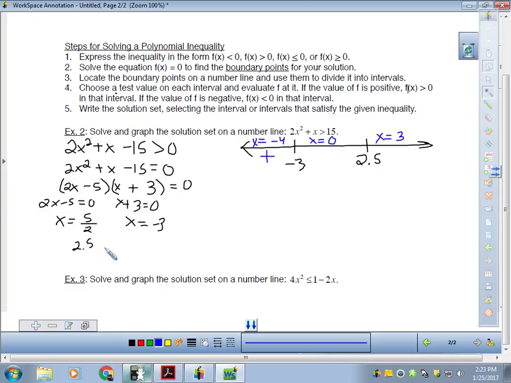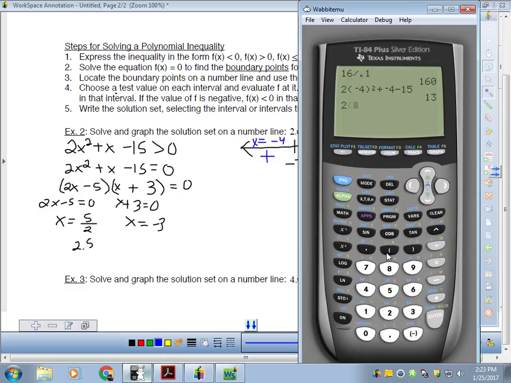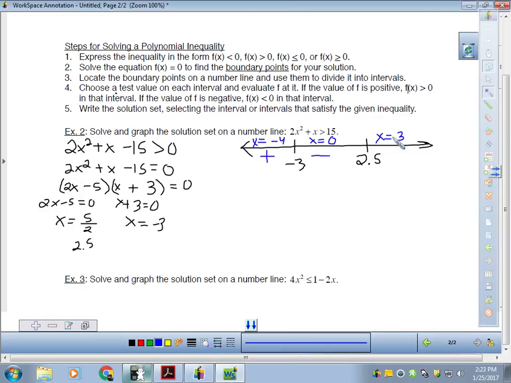Alright, then I'm going to plug in 0. Now I don't even need the calculator for this because when I plug in 0, this term is going to become a 0. This term is going to become a 0. So I'll have 0 plus 0 minus 15. That's going to come out as a negative 15. So it's going to be negative. All right, and then plugging in 3. 2 times 3 squared plus 3 minus 15. That comes out as positive 6. So again, I just want to write down that it's positive.